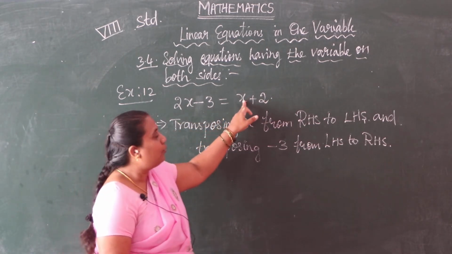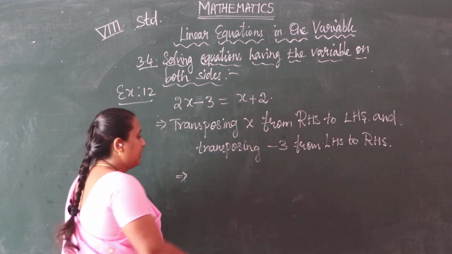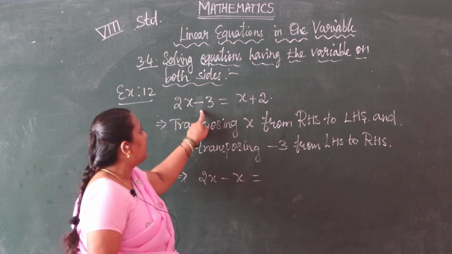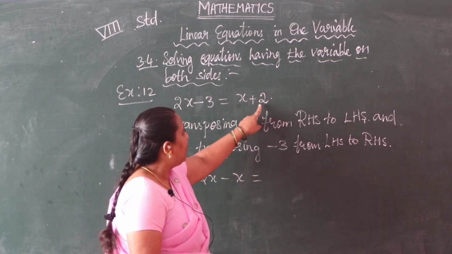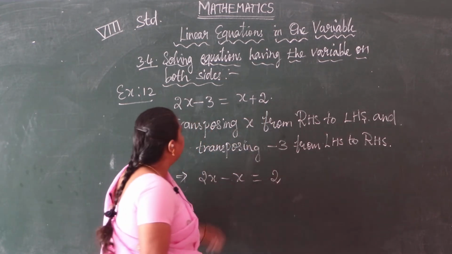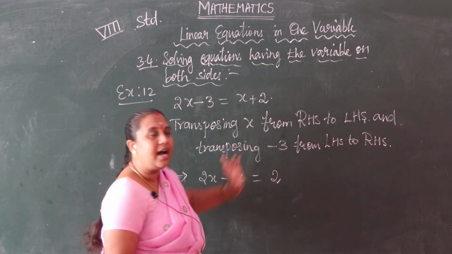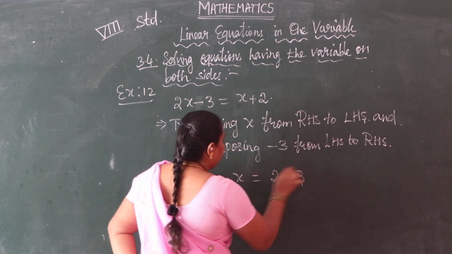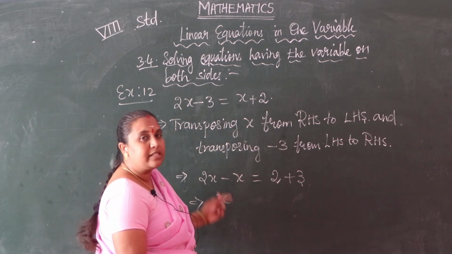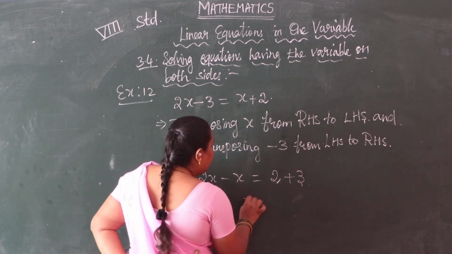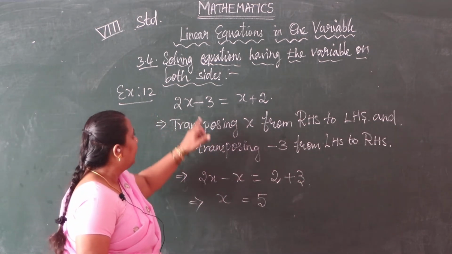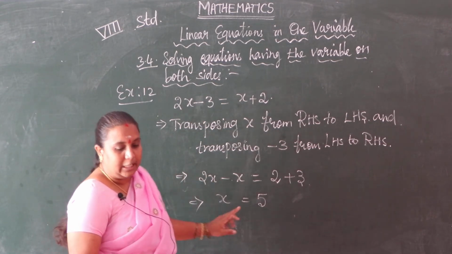See, we are grouping 2x, and this x comes to LHS. Okay. 2x minus x equals this, and minus 3 comes to this side as plus 3. So as it is in RHS we have plus 2. So now we have 2x minus x equals 2 plus 3, 5. Now this is the value of the equation. This is the solution of the equation.